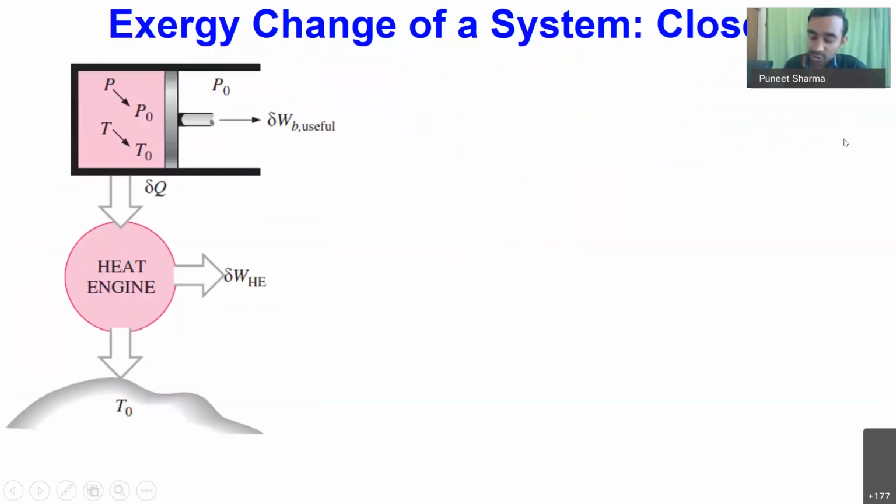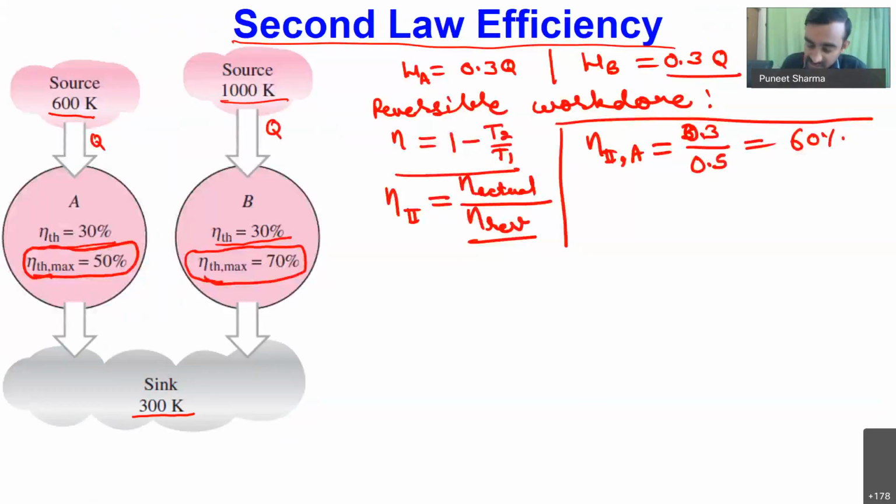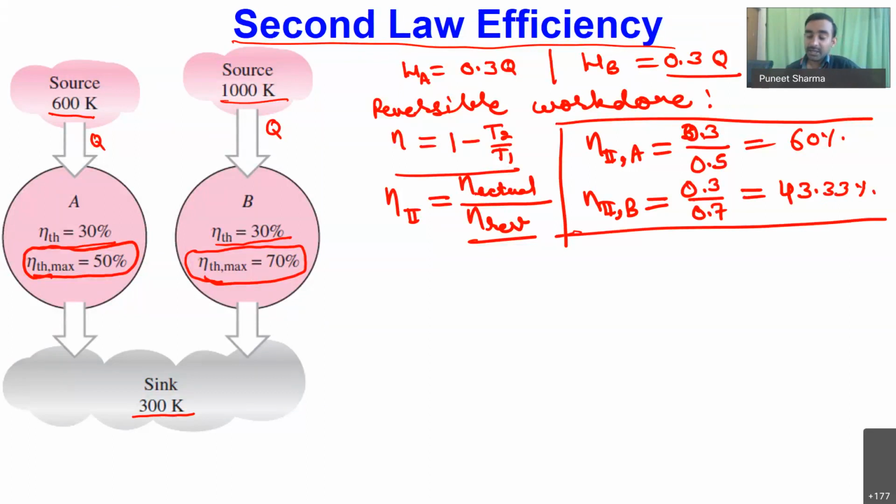So you can see the second law efficiency for system A is 60%. For system B, the second law efficiency is 0.3 divided by 0.7, and this ratio will be close to 43.33%. So the second law efficiency of the first system is 60% and of the second system is 43%, whereas the first law efficiency of both systems is only 30%.